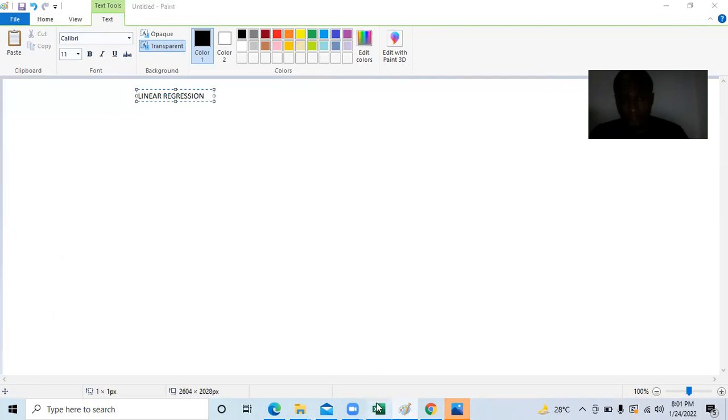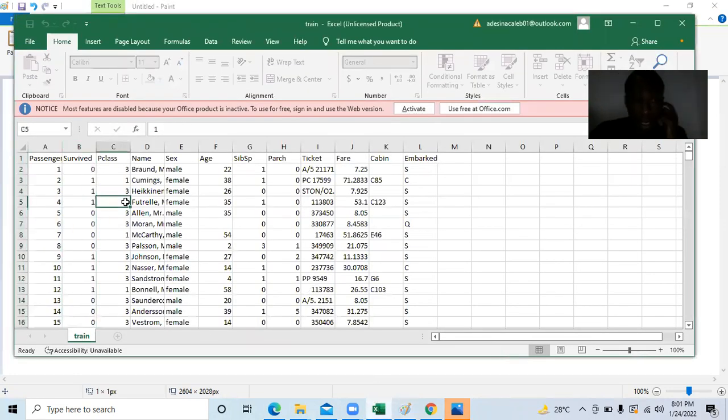I think I still have the data. So for example, here is a train set for the Titanic data sets. You can see on the Titanic data sets, we have 11 input variables, and then we have one target variable, which is our output variable, which is 0 and 1. So 0 means the person did not survive. 1 means the person survived.